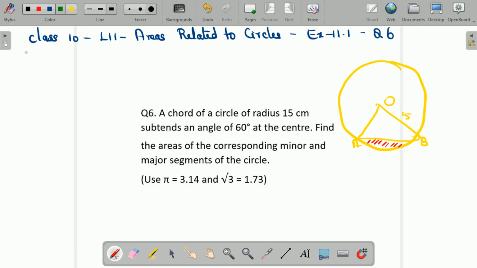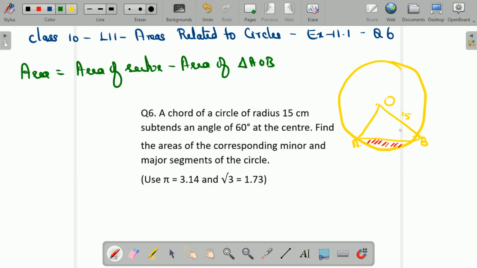So let's start with the area of the minor segment. Area of minor segment is going to be equal to area of sector minus area of triangle AOB. That is going to be the general form of the formula for the segment. So area of the sector is theta by 360 into pi r square, minus area of the triangle, which in this case is an equilateral triangle, so root 3 by 4 a square. Let's start to substitute.